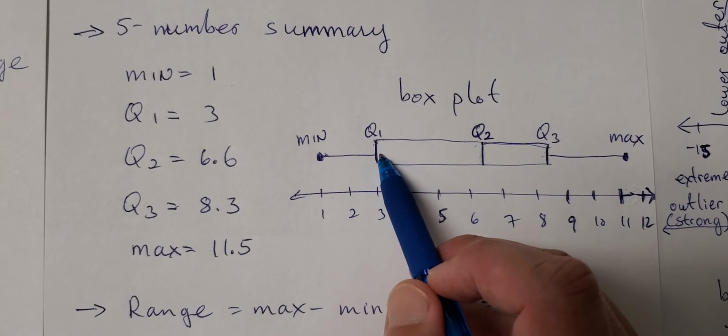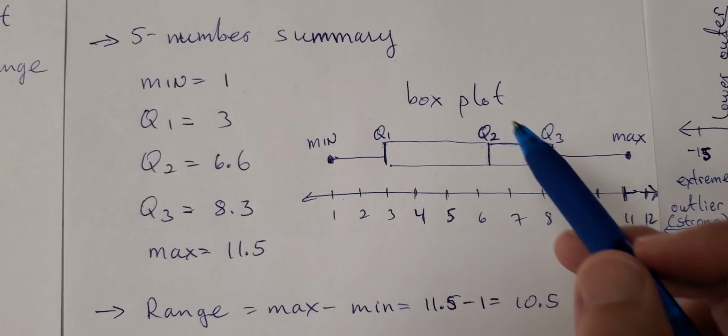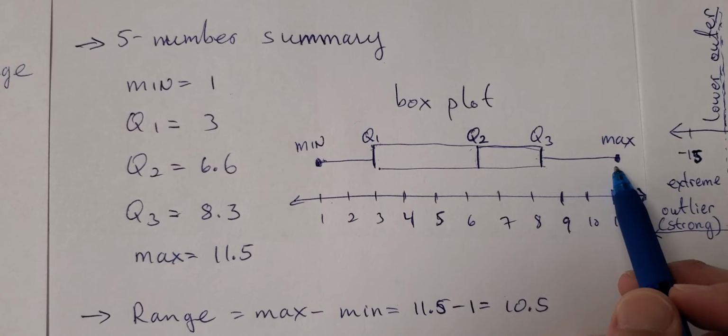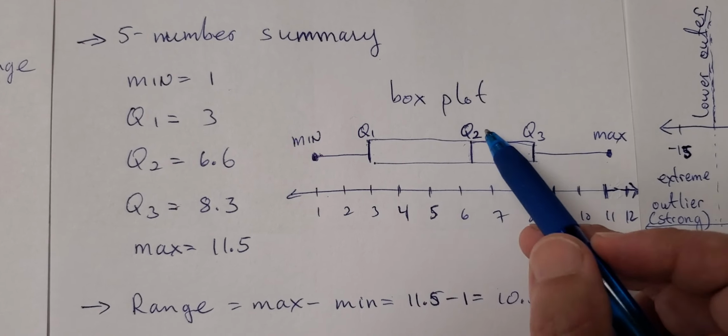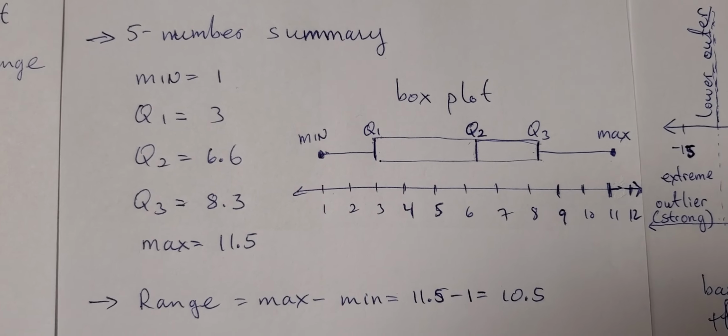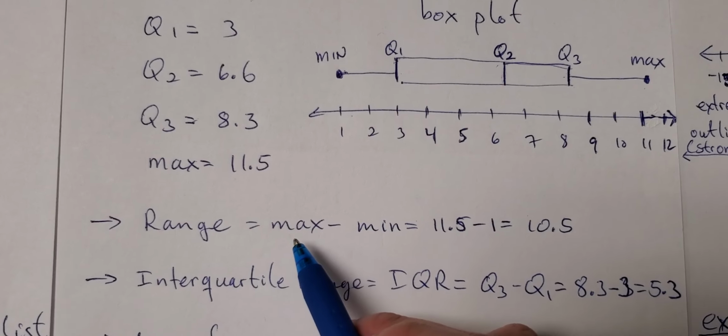And then from Q1, draw the line to the minimum, and then from Q3, draw your line to maximum. This right here is called a box plot. Okay, next we need to find the range.